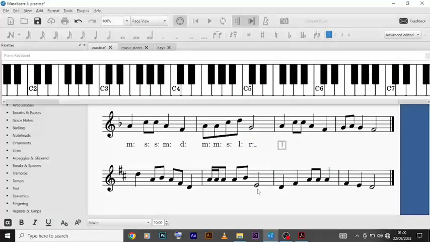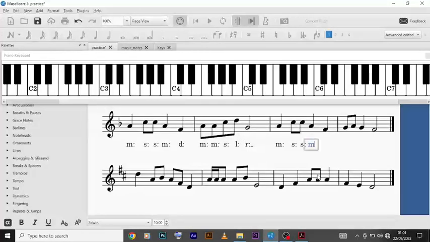Then what is this one? This one is a mi. What is this one? That is a so. What is that one? Start from here. Do, re, mi, fa, so. It is a so again. What is that one? Do, re, mi. That's a mi. Then this one is automatically a do.